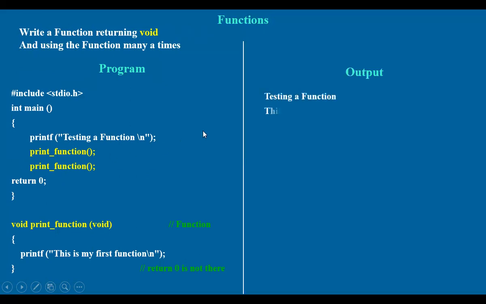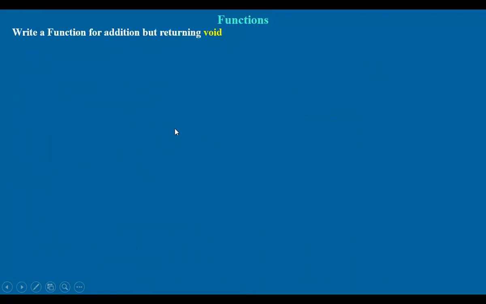So execute this function. This function is used twice. So this function is called twice. That's why we got the same statement twice. So like this, a function can be used any number of times. Now, write a function for addition, but returning void. You may ask how it is possible. When you are adding something and not returning any value, let us see how it happens.